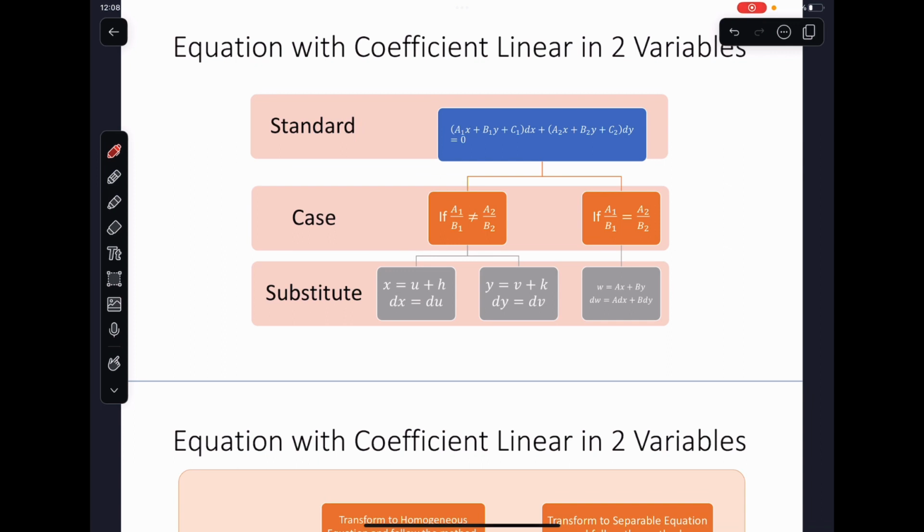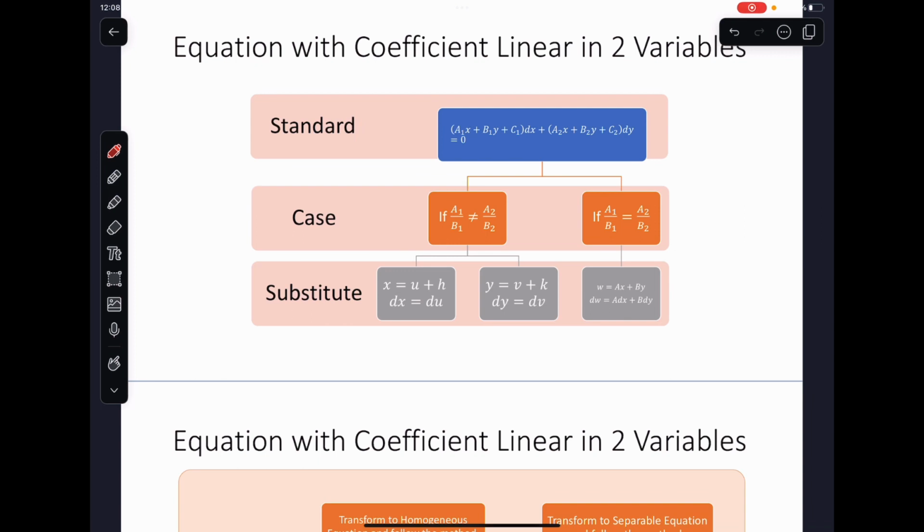And then there are two cases, that is to get the ratio of the coefficients. If the ratio of a sub 1 and b sub 1 is not equal to the ratio of a sub 2 and b sub 2, then that makes them intersecting lines. For the intersecting lines, we find the point of intersection. Afterwards, we substitute to the original equation to transform it into a homogeneous equation. After the homogeneous equation, it will go to a separable equation, and we find the solution.